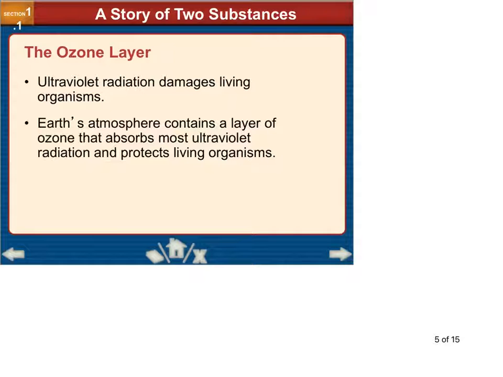Ozone layer, one of our layers of the atmosphere. From the sun, ultraviolet radiation is being emitted, and it's damaging to living organisms. In a later chapter, chapter number 5, we'll spend time looking at the radiation coming from the sun. Now, Earth's atmosphere contains a layer of ozone that absorbs much of the ultraviolet radiation and helps protect living organisms.